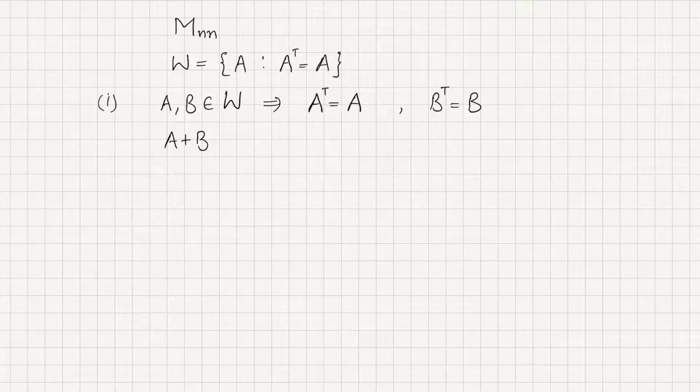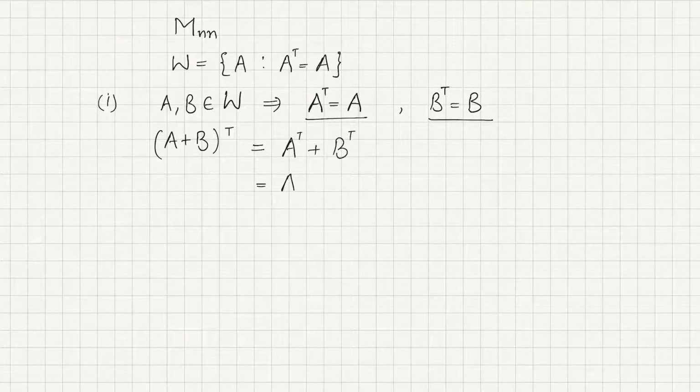For checking that A plus B is in W, take its transpose. Using the property of transpose, it distributes over the addition: it is A transpose plus B transpose. Now by definition, because A transpose is A and B transpose is B, this is A plus B. So we start from A plus B transpose, and we get A plus B. That means we can say that A plus B is in W.